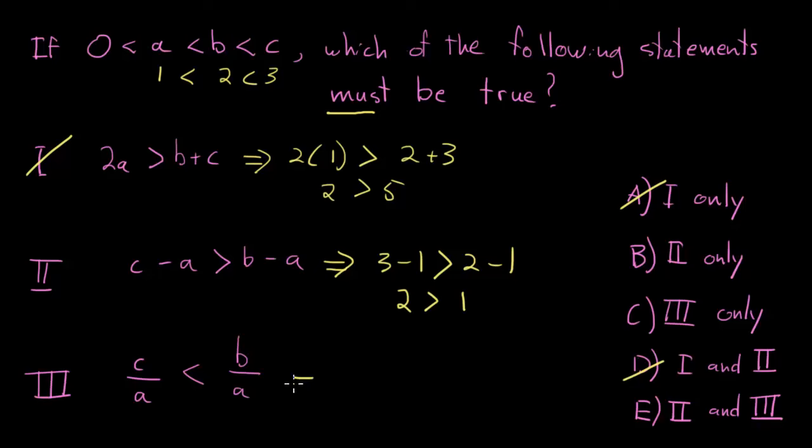Let's keep going. Roman numeral 3, C over A is less than B over A. 3 over 1 is less than 2 over 1, and that leads to 3 is less than 2, and that is definitively not true, and that's the good one, right? We're looking for which of the following must be true, and we just proved that Roman numeral 3 doesn't have to be true because it didn't work with our numbers. So Roman numeral 3 is out. That means C is out and E is out, and that is really good because only one answer choice is left in the running, and we can just click it and get our points.